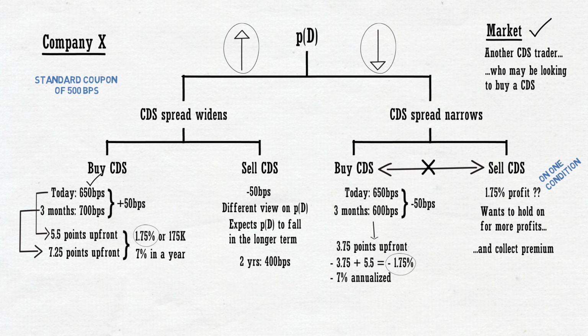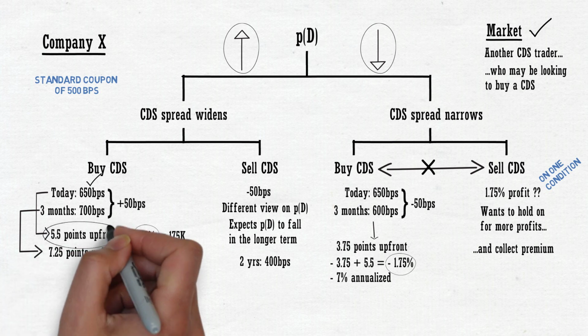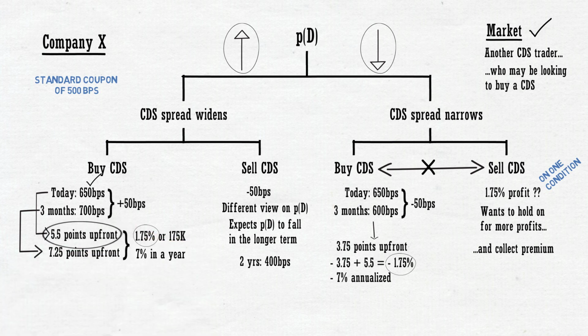Now what's her payoff? When she sold the CDS at 650, she received 5.5 points up front, something we saw earlier. Plus, over these 2 years, she received premiums. So that's 2 times 500 basis points, which is equal to 1,000 basis points or 10%. Now when she buys back the CDS, how much is she going to be paying up front? Well, the truth is, she's not going to be paying anything up front. Instead, she is going to be receiving an upfront payment.